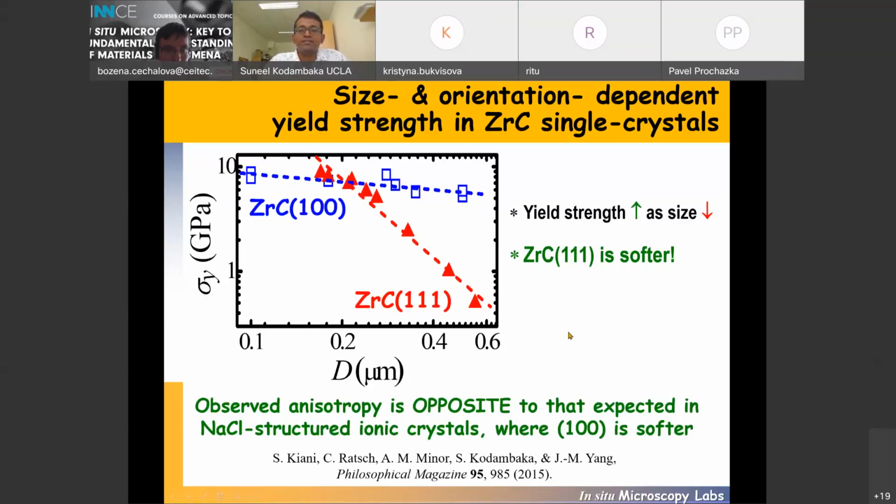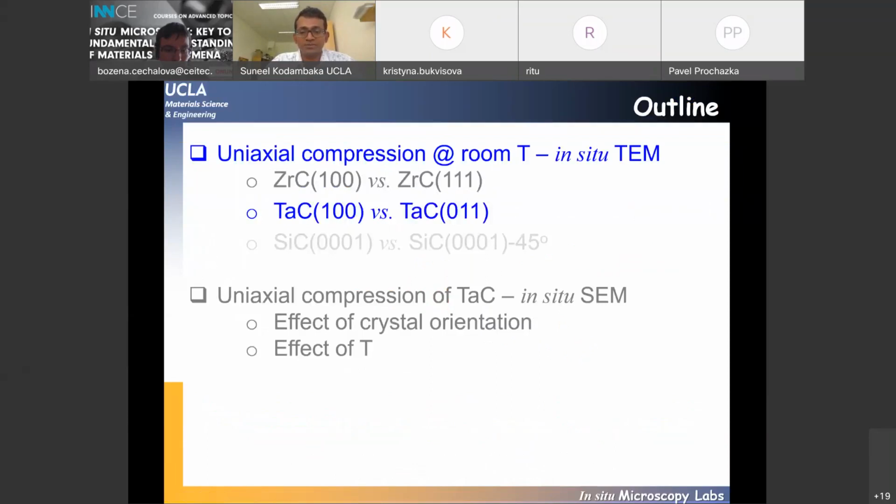The existing literature for MgO, which has exactly the same crystal structure as zirconium carbide but is ionic, shows the opposite behavior, where 100 was observed to be softer than 111. So we used density functional theory calculations to identify the mechanisms that lead to this change in behavior, and we attribute this to the operation of 110 and 100 slip systems in this material.